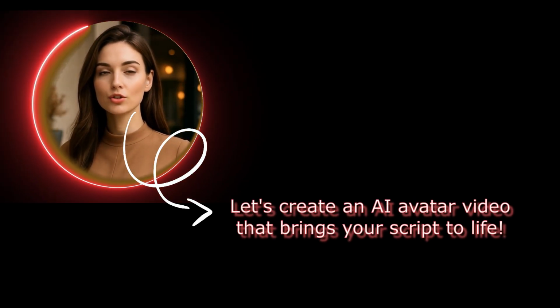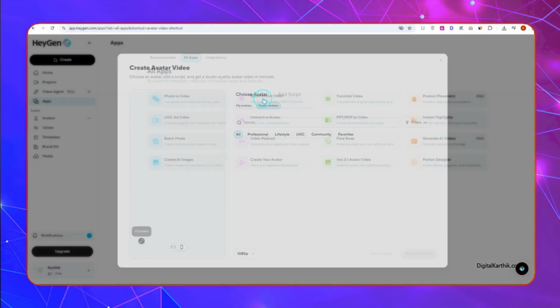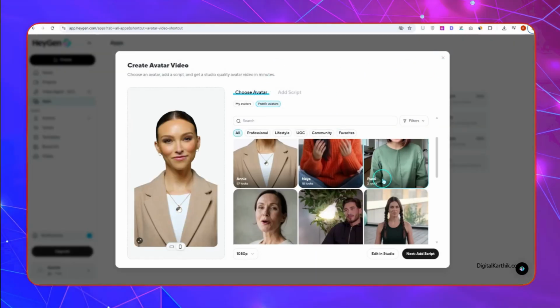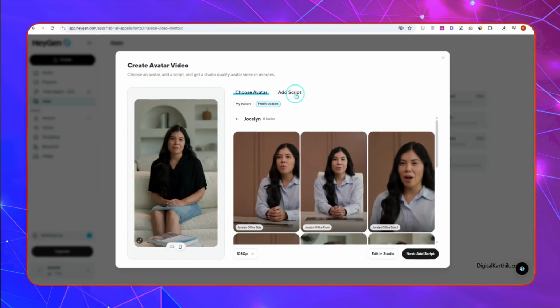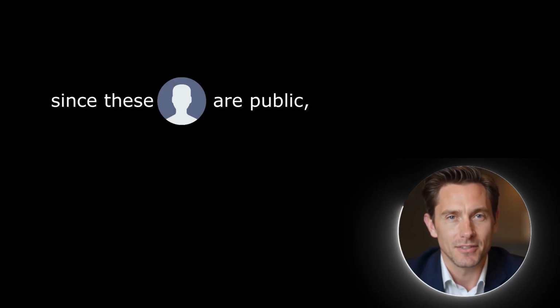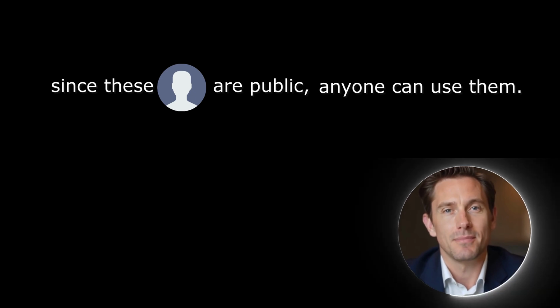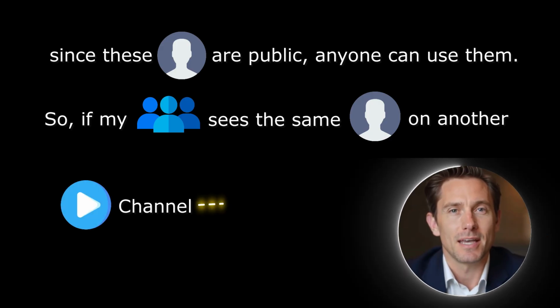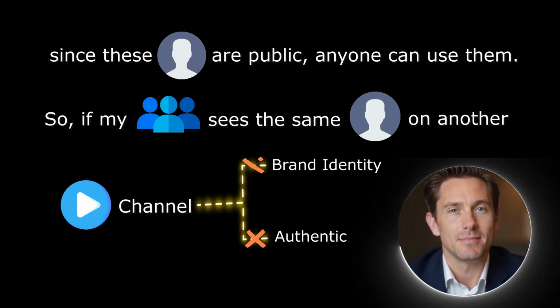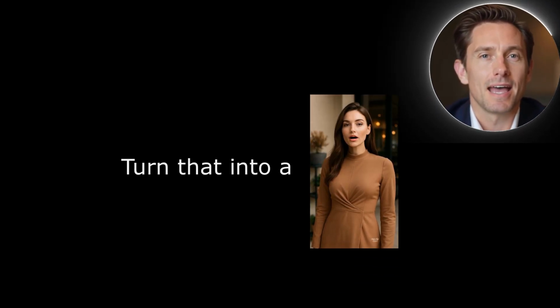All right, without wasting any time, let's go ahead and create an AI avatar video that brings your script to life. First, head over to Quick Avatar Video. Here, you'll find all the public avatars available in HeyGen's library. You can simply choose any avatar, paste your script, and generate your video. But here's the catch. Since these avatars are public, anyone can use them. So if my audience sees the same avatar on another YouTube channel, it might hurt my brand identity and authenticity. That's why I prefer to upload my own avatar photo and turn that into a talking AI avatar.